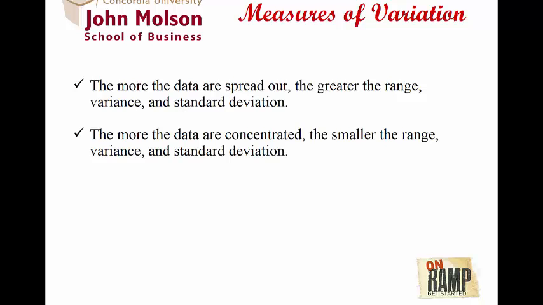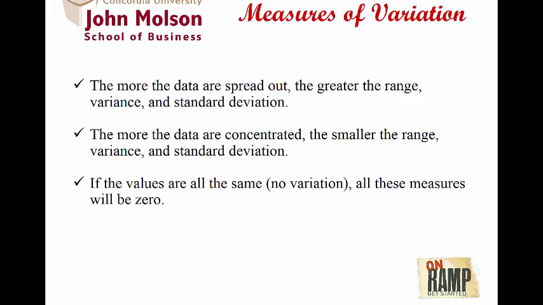What happens if all the values are the same? 5, 5, 5, 5, 5. So what happens with the range and the standard deviation and the variance? It would be 0. Of course, if all the data is 5, 5, 5, the maximum is 5, minimum is 5, 5 minus 5 is 0. So there will be no variation. So all those measures would be 0.